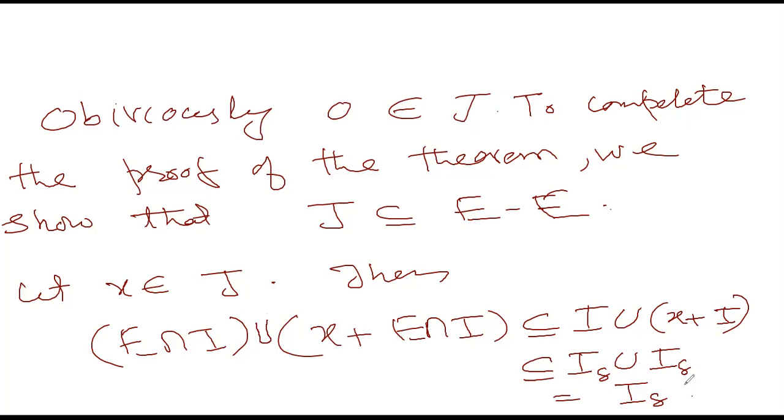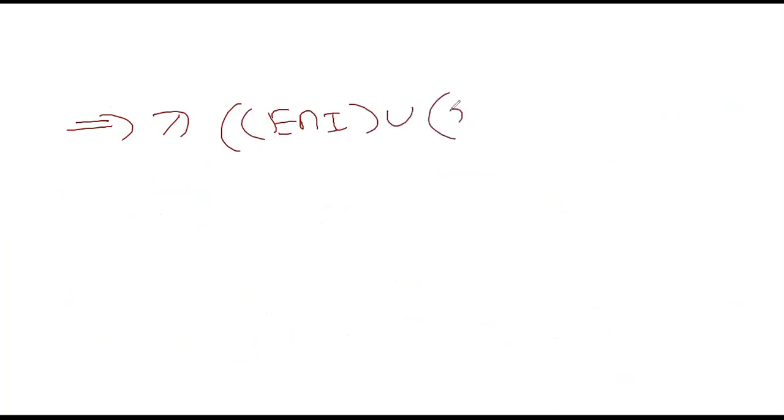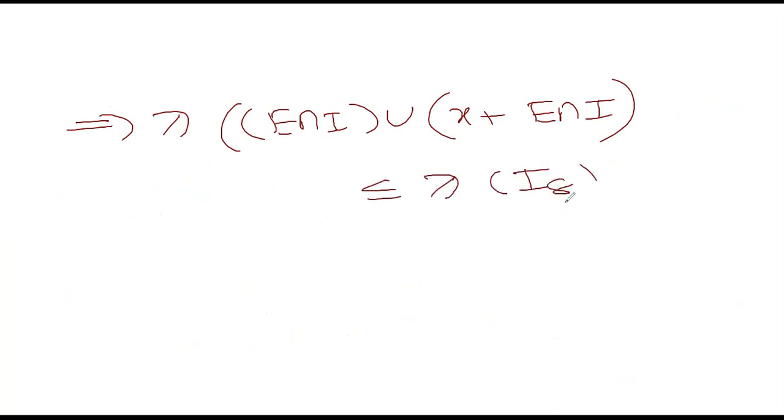This implies the Lebesgue measure of this union, E intersection I union x plus E intersection I, is less than or equal to the Lebesgue measure of I delta. And this Lebesgue measure of I delta is less than 3/2 times the Lebesgue measure of I. Let's name this as star.